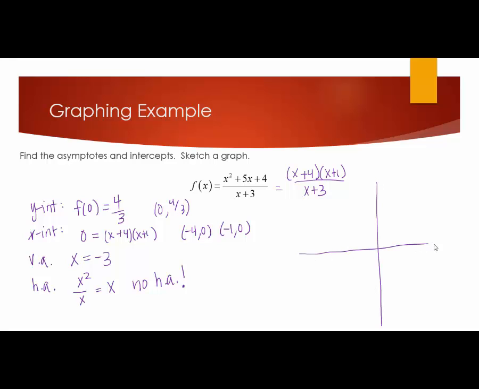Let me draw in some of what we have so far, and I want to talk about how we might think about end behavior even if we don't have a horizontal asymptote. Let me plot (0, 4/3), so you just pick a spot to be (0, 4/3). (-4, 0). Again, I'm going to label all these to indicate my scale, and (-1, 0). And a vertical asymptote here at x = -3.